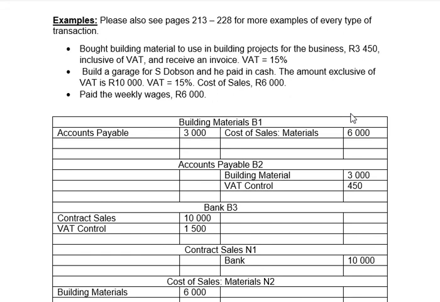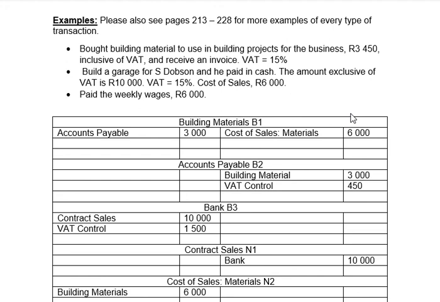The second transaction, I build a garage for S. Dobson and he paid in cash. So I have a sale, not a purchase now. I'm dealing with a sale. It's a cash sale. The amount exclusive of VAT is 10,000. The VAT is 15% and the cost of sales is 6,000.